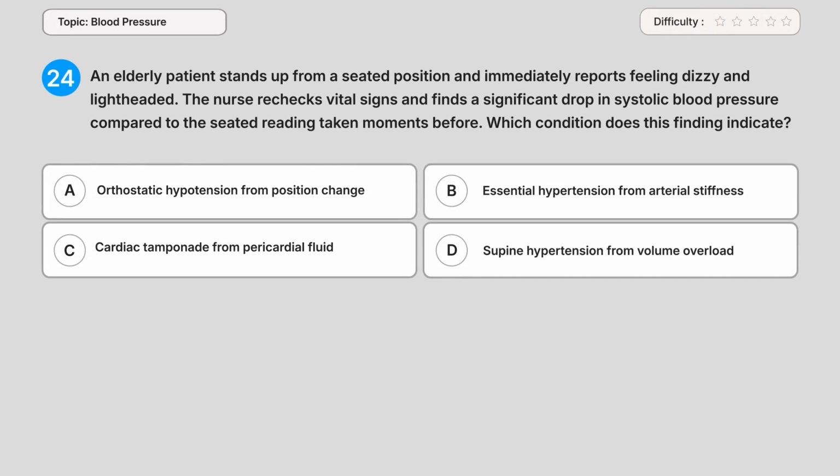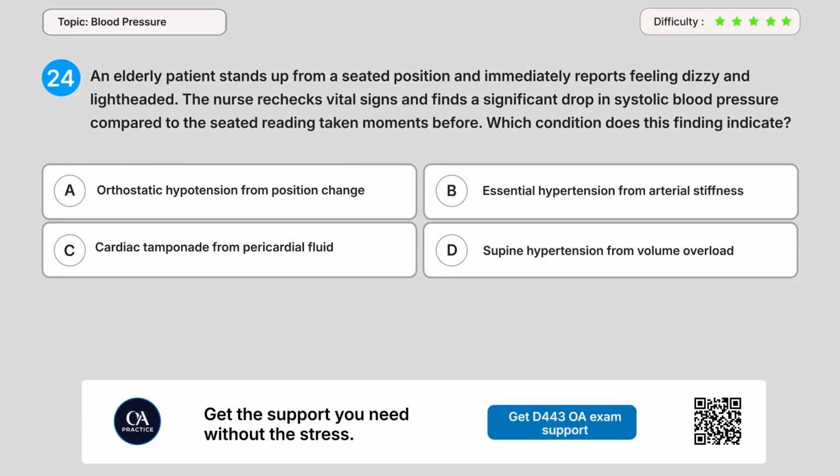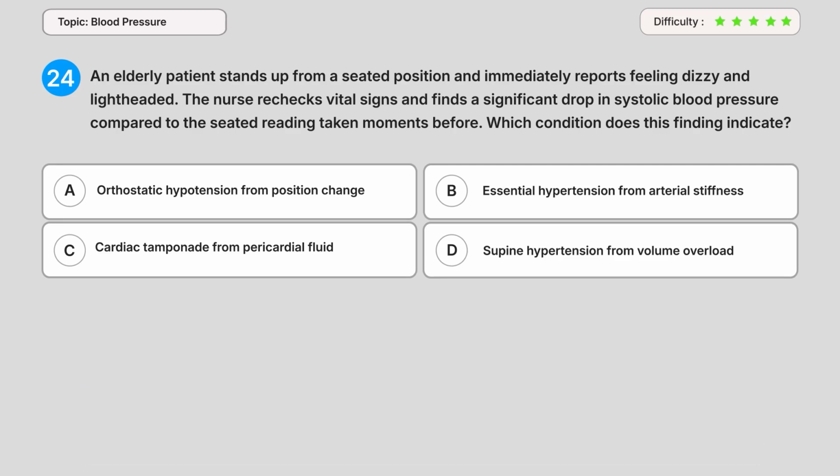24. An elderly patient stands up from a seated position and immediately reports feeling dizzy and lightheaded. The nurse rechecks vital signs and finds a significant drop in systolic blood pressure compared to the seated reading taken moments before. Which condition does this finding indicate?